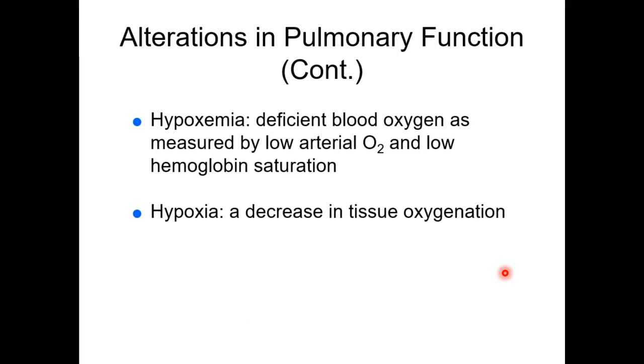Okay, now there's a slight difference between a lack of oxygen in tissues and a lack of oxygen in the blood. Hypoxemia just means there's low arterial oxygen and low hemoglobin saturation. Hypoxia is simply tissue oxygenation. So you remember your oxygen in your bloodstream can be fine, but a localized tissue may not be getting oxygen for some reason. Slightly different thing.